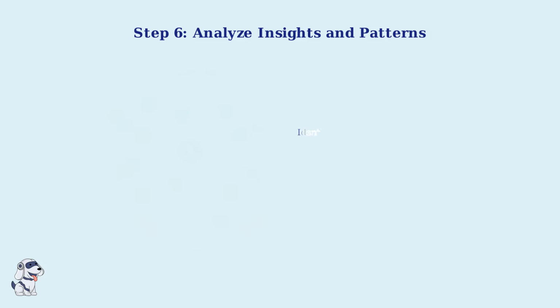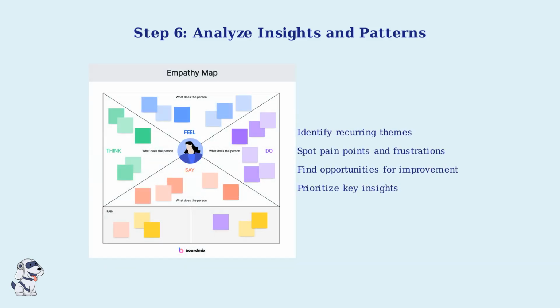Step 6 focuses on analyzing the insights to identify key patterns, pain points, and opportunities. Look for recurring themes across quadrants and highlight areas that need attention.